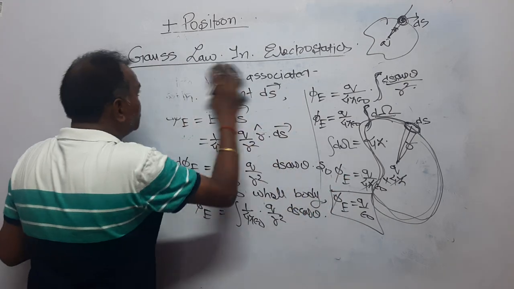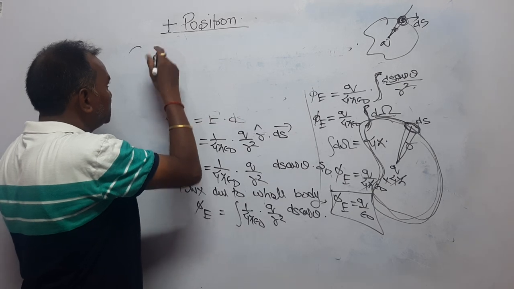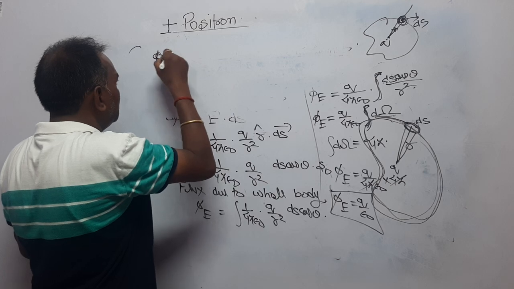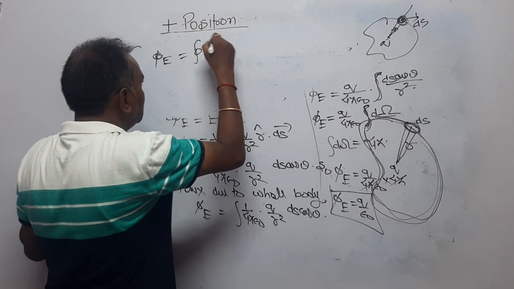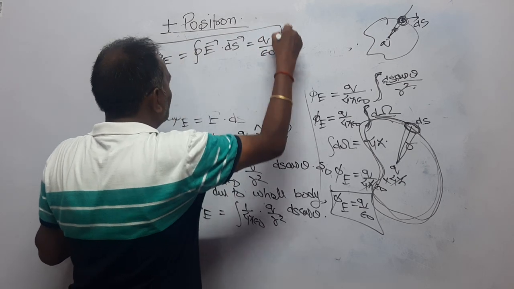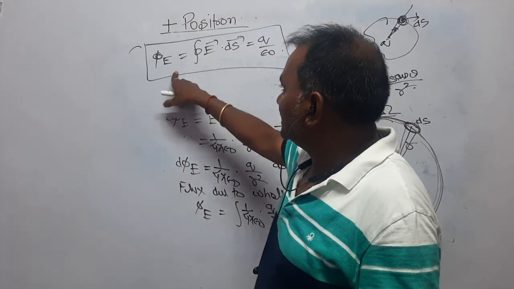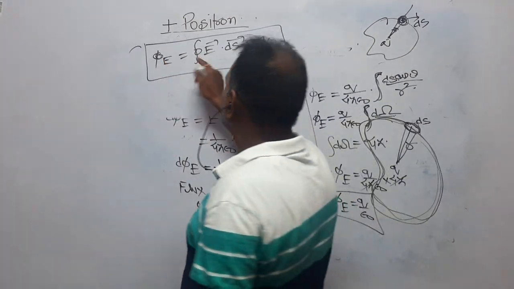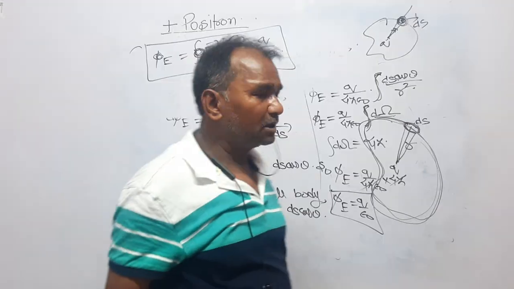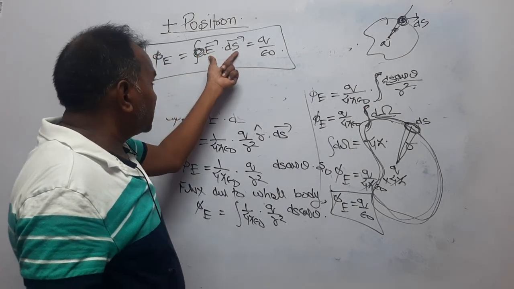Or in general, you can write the flux associated phi e is equal to, dear students, the integral of E dot ds, and that is equal to q upon epsilon naught. Dear students, this is the electric flux associated with a closed loop. This is applicable to a closed loop, not to an open loop. The electric flux associated with a closed loop is the integral of E dot ds.